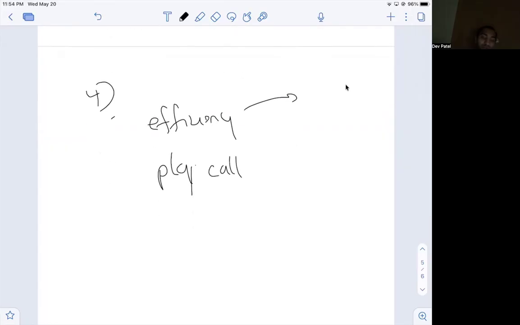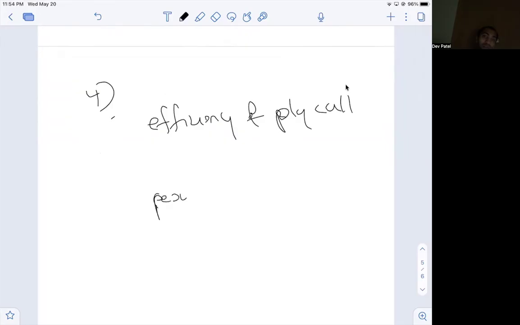We observed efficiency of the play call. Right? This is our metric, efficiency of play call. What do we observe? We observe the result of the play.